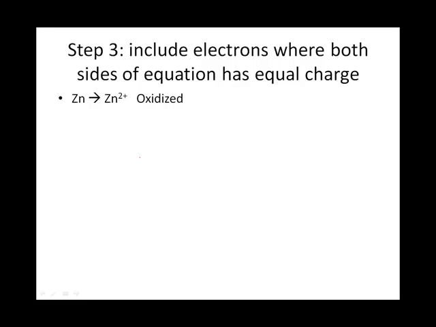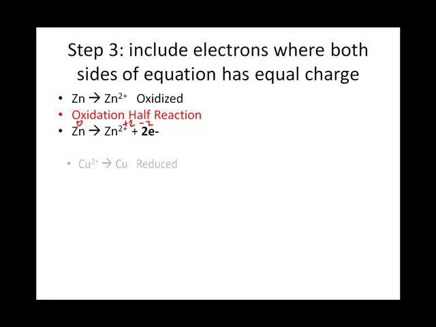Well, we know that Zn is being oxidized, so the oxidation half reaction is going to include electrons. When you add an electron, you're basically subtracting from the total charge. So we have +2 on this side, -2, and this side is equal to 0, and so it all adds up, and it's equal on both sides.